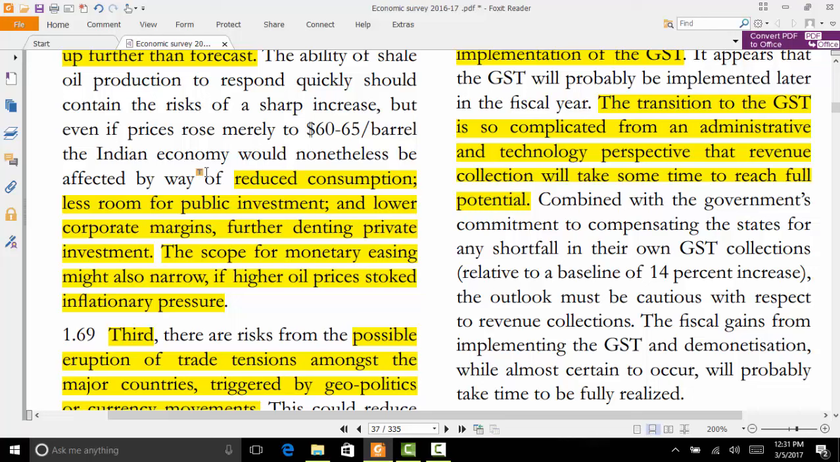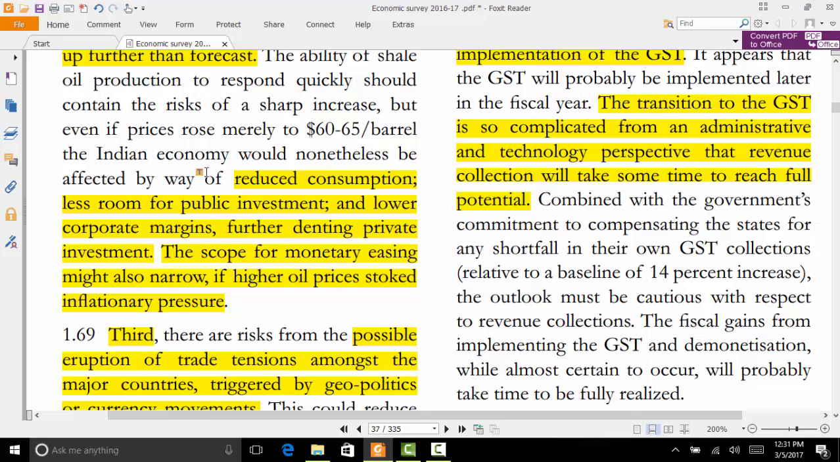Read the statement again. Less room for public investment means if the government wants to go for public investment, it will have lesser resources. This is the meaning of this. Now divide this in two parts. One part is that government now has lesser revenue because of higher oil prices. Secondly, government expenditure has increased somewhere else. So from both points, try to bring the points.